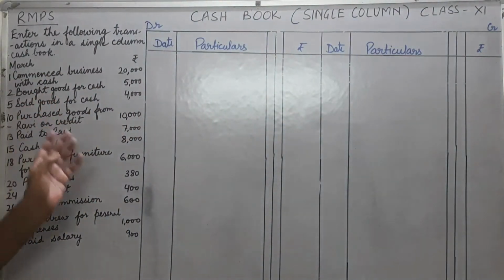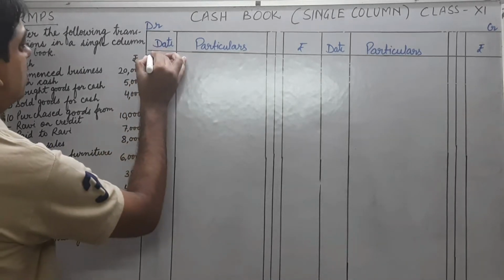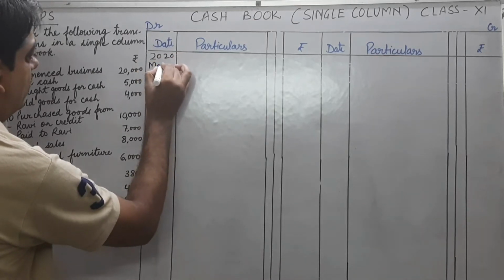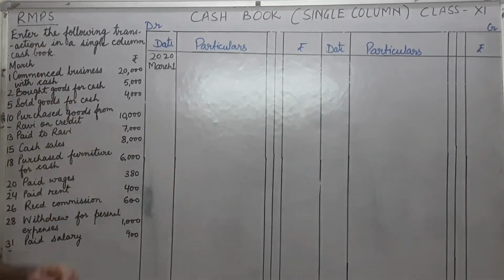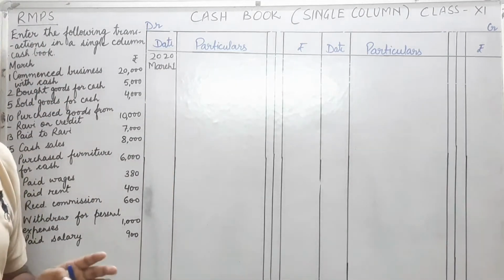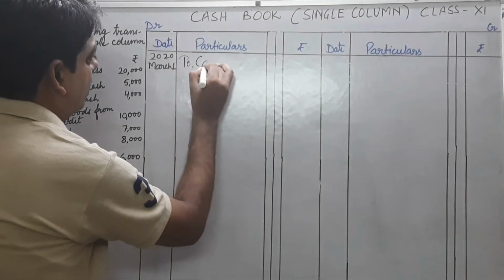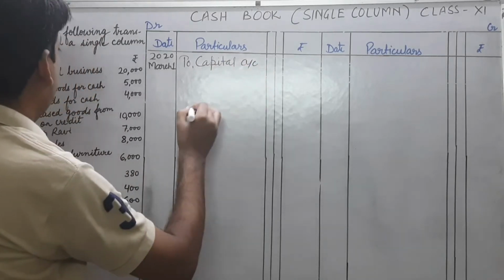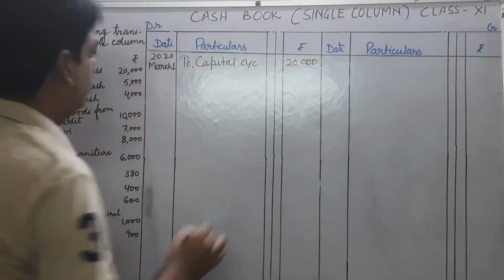So let's start with a fresh question. You can see, commenced business with cash rupees 20,000. So this is 2020, March 1. Journal entry for commencing business will be cash account debit to capital. So in cash book, in debit side we will write to capital account, because this time we are receiving cash from proprietor, 20,000 rupees.